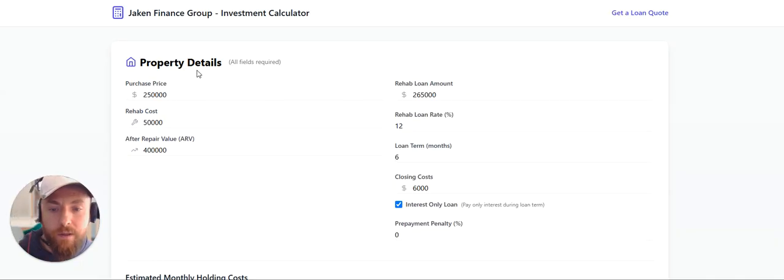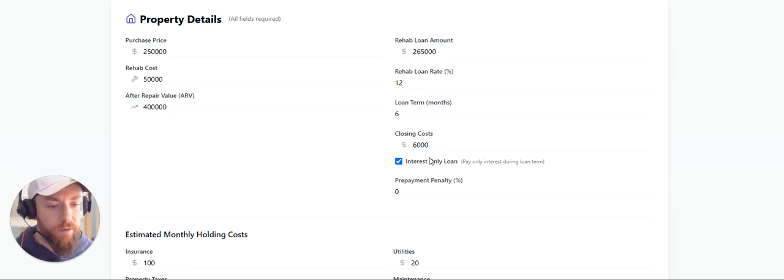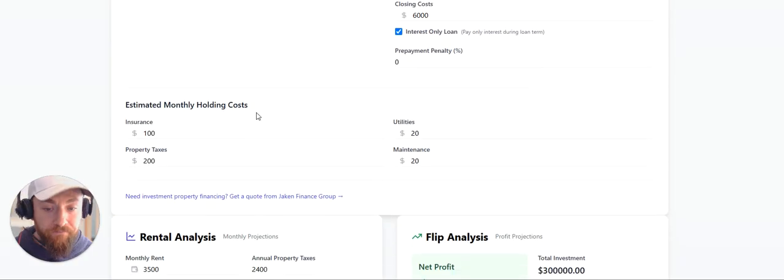So let's start with the property details. I picked a purchase price of $250, rehab of $50, and an ARV of $400. The rehab loan amount, right, $265. Again, just an example. That might be a loan we would offer on a deal like this. 12% rate for 6 months. Closing costs when you purchase the property. It is interest only, so you're going to pay interest during the term of the loan.